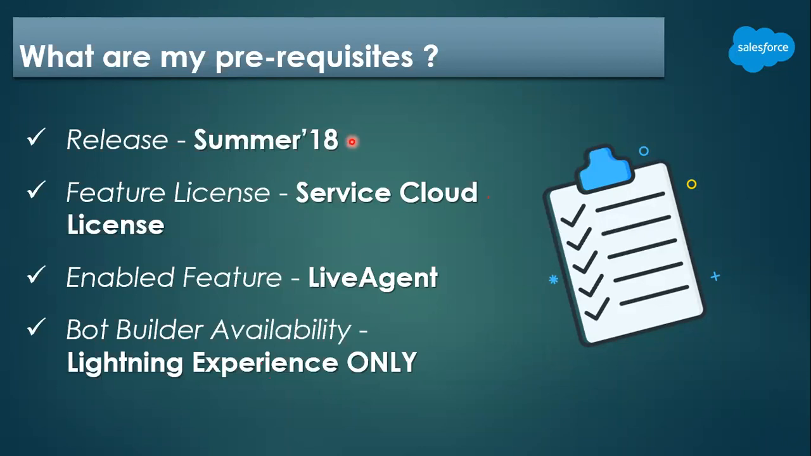Then the next most important thing is the Service Cloud license. It's important to remember that Einstein bots are actually a part of the Service Cloud, and it's an extension of the Live Agent feature. Then last but not the least, you can build bots only in Lightning Experience.